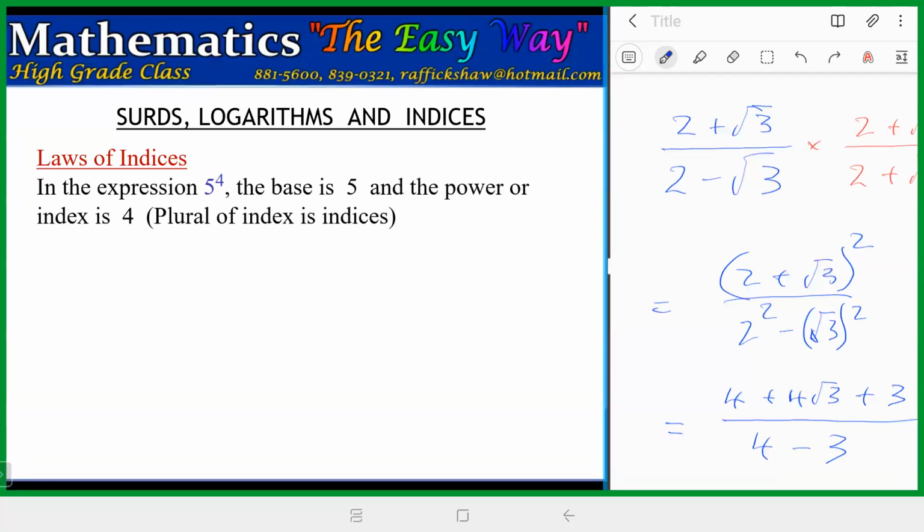So the expression 5 to the 4th power: the 5 is the base and the 4 is the power or the index, right? Those are terms that you should know. The first law says that to multiply indices with the same base, you add the powers. You have to know these laws. I'm going to show you how you use them in some examples.